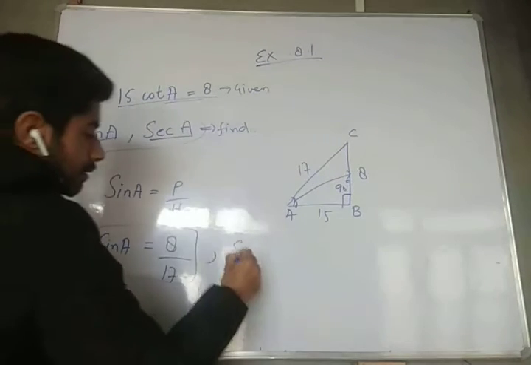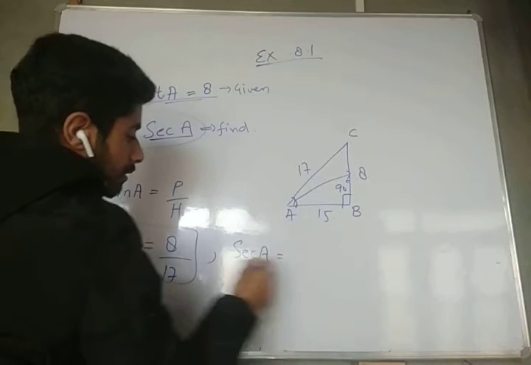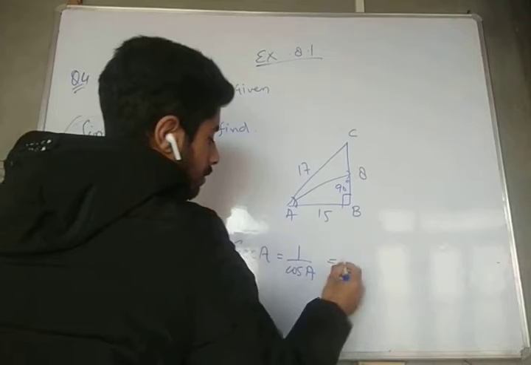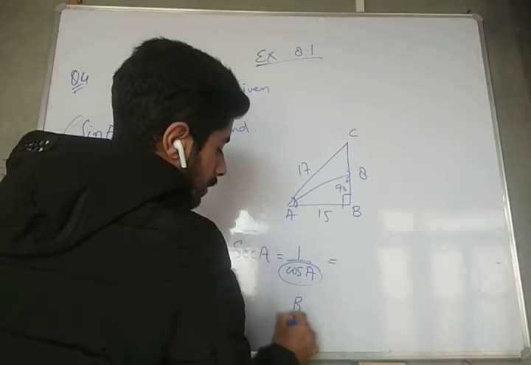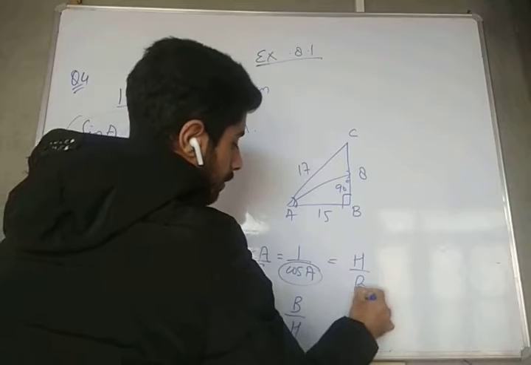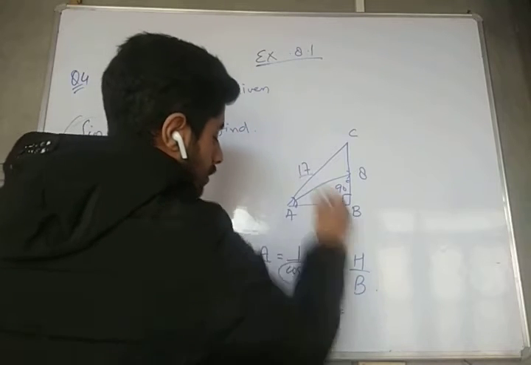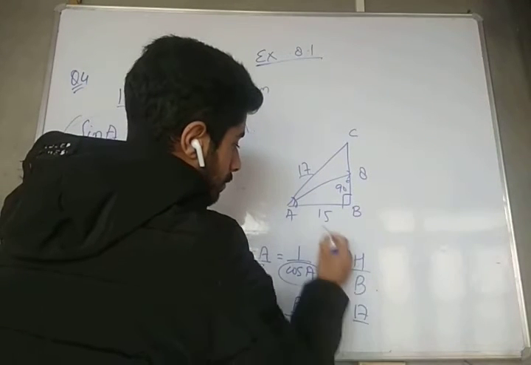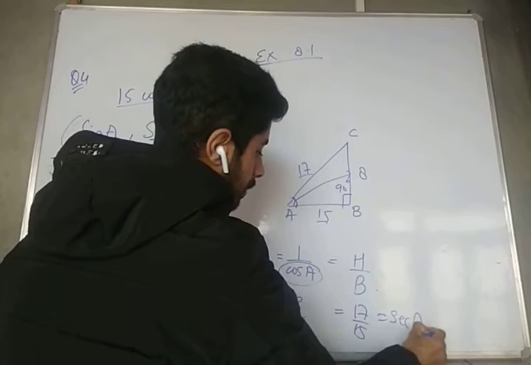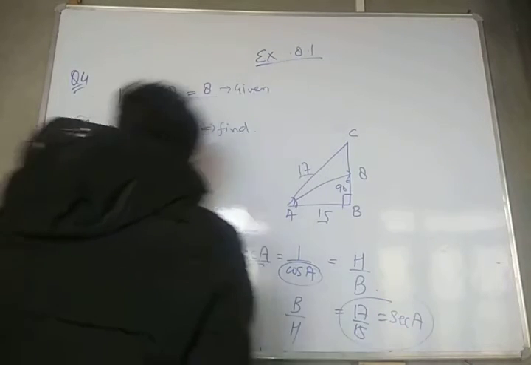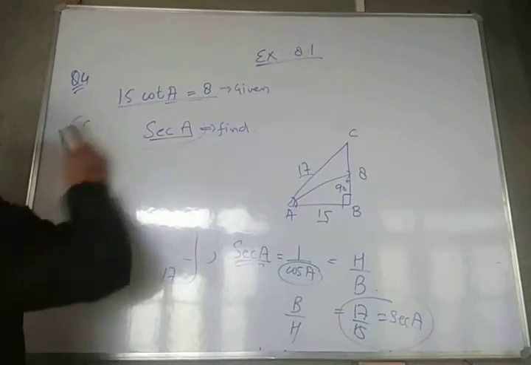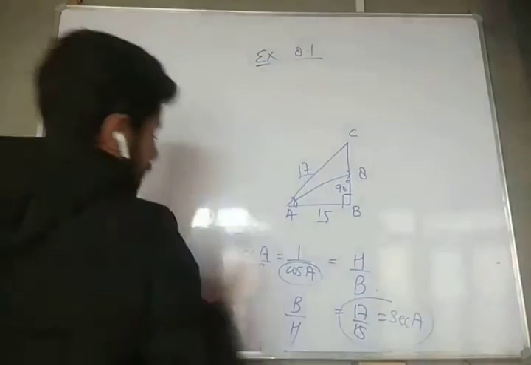Similarly, secant of A. As you know, secant is just the inverse of cos. Cos is base over hypotenuse. So this secant will be hypotenuse over base. Now hypotenuse is 17 and this base is 15. So this is the value of secant or sec A, 17 over 15. So this is all about question number 4.